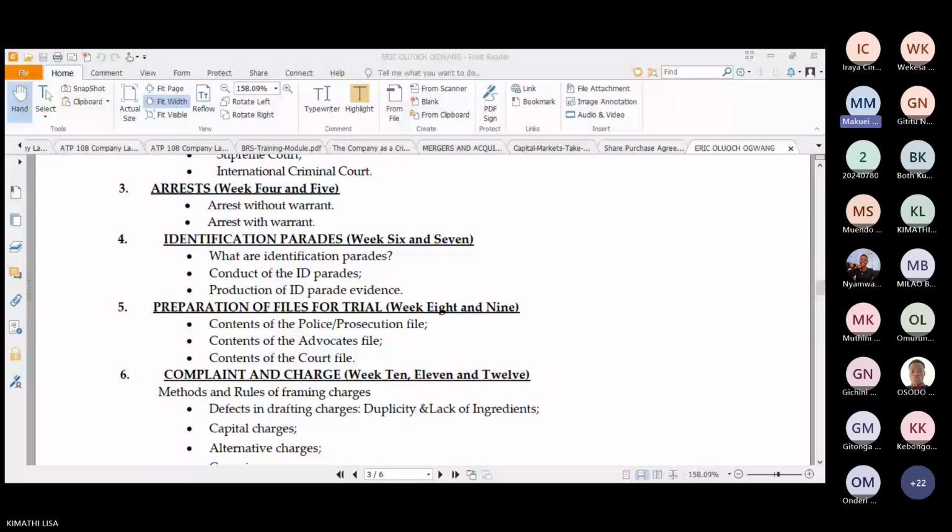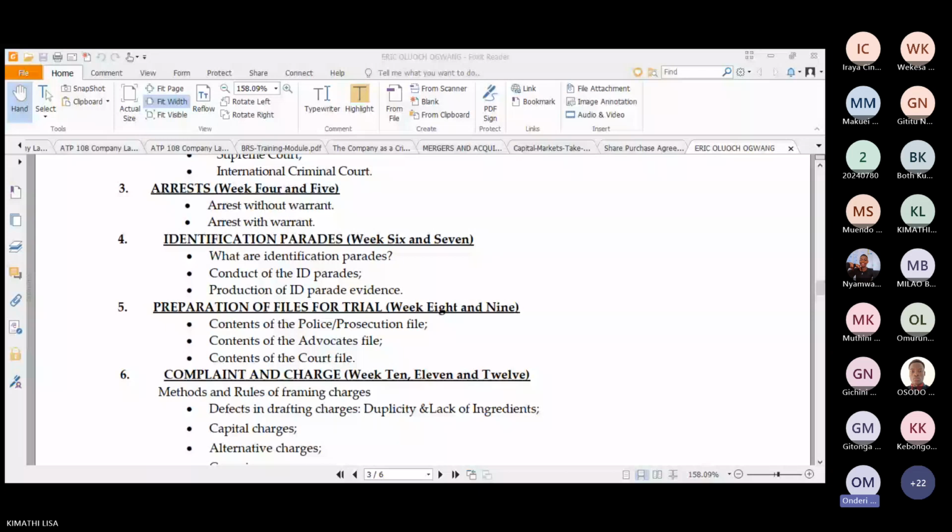The conduct of the ID parades, how are they conducted? So on that end, it is like the procedure. What is this procedure of conducting an ID parade? What is normally done? Anyone? Anyone? Yes, Mora.